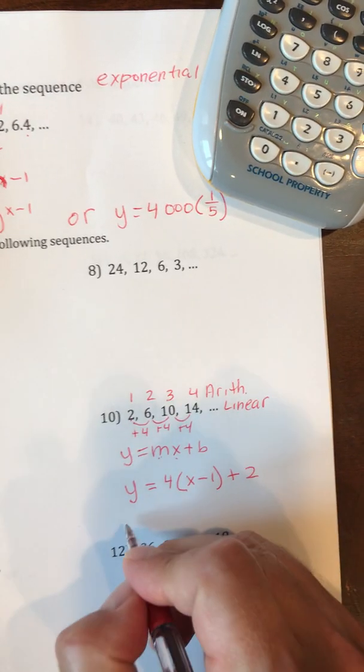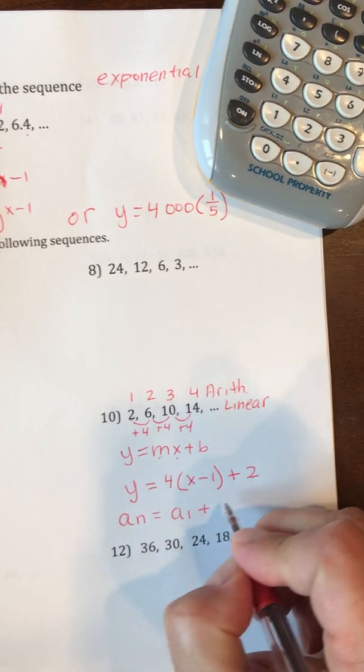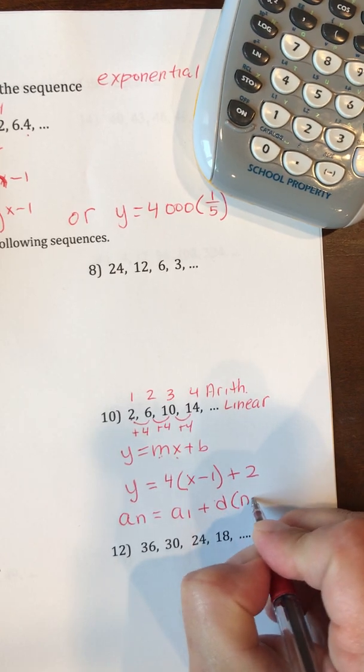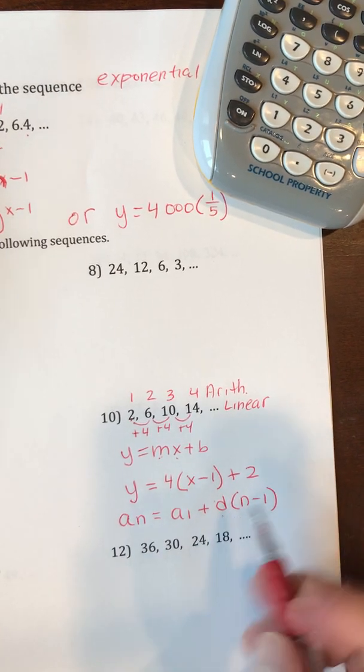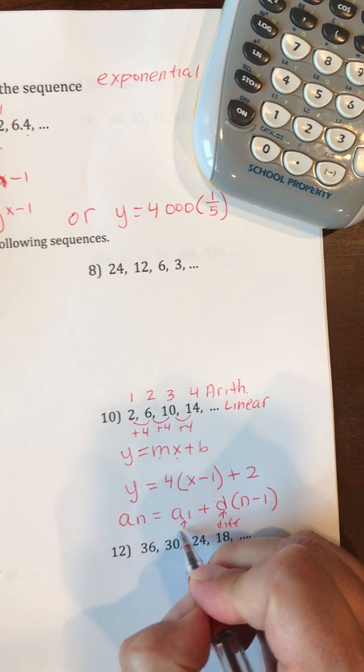Or you could use this formula. Remember, a_n equals a_1 plus d times n minus 1, where d is the difference, remember, from yesterday, and a_1 is your first term.